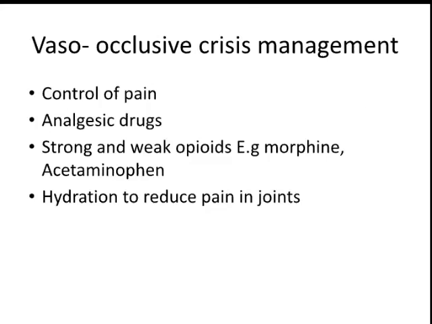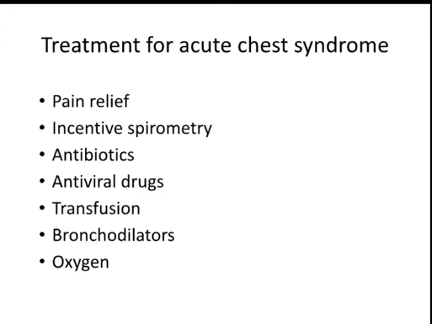The next is vaso-occlusive crisis management. For the severe pain during the sickle cell crisis, they need analgesics, strong or weak opioids, and hydration is necessary to reduce pain in the body as well as in the joints. Treatment for acute chest syndrome: as we said, the sickle cells will go and clog all the blood vessels in the lung tissue, causing infiltration. So this is treated by relieving the pain, incentive spirometry, antibiotics, antiviral in some cases, transfusions, bronchodilators, and oxygen supplement.